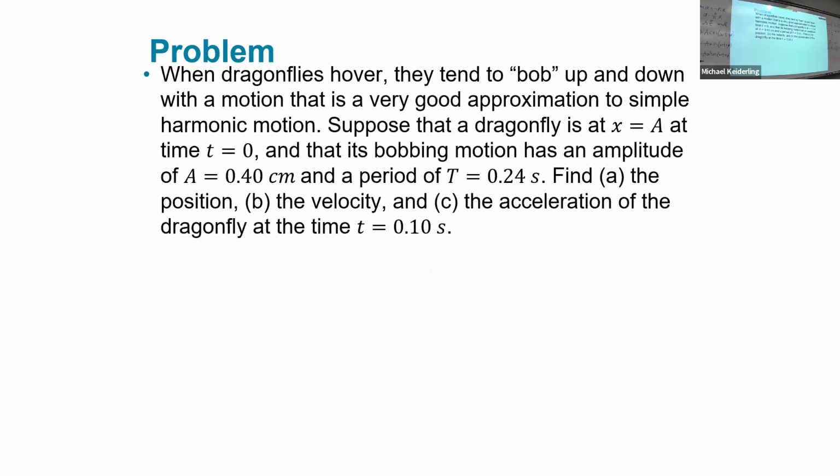So here, when our dragonflies hover, they tend to bob up and down with a motion that's a very good approximation to simple harmonic motion. Assume that a dragonfly is at x equals A at time t equals 0. So that's basically saying assume the phase term is 0. And that its bobbing motion has an amplitude of 0.4 centimeters and a period of 0.24 seconds. Find the position, velocity, and acceleration of the dragonfly at time t equals 0.1 seconds.